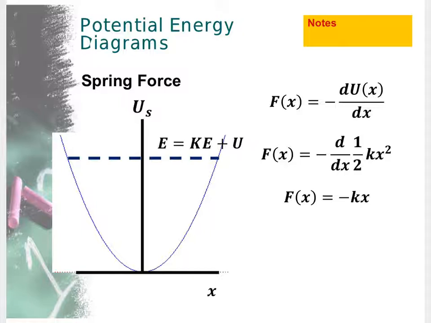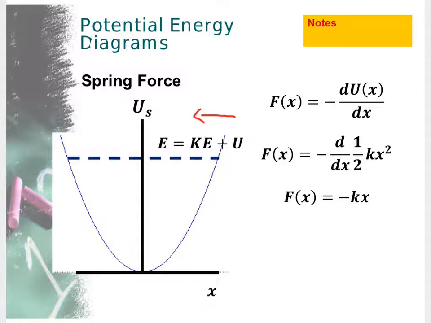Now let's look at the spring force. So when you have a potential energy diagram that's a parabola, if we take the derivative of 1/2 kx squared, we get k times x. And then if we take the opposite of that, our spring force is equal to negative kx. Well, we're familiar with that, right? So what does that mean? That means that the farther and farther I get away from 0, the larger and larger the force is going to be in the opposite direction.